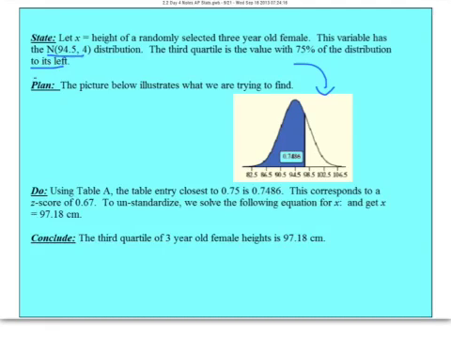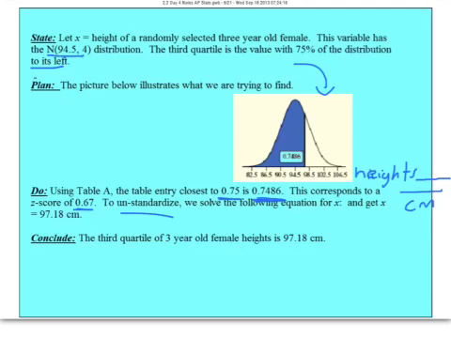The picture illustrates what we're trying to find. Again, we should put here the heights of the 3-year-old females and put that in centimeters as a label for our graph. And then we're going to use the table, find the area closest to this, which is this right here. State that you're finding this 4-digit number in the table, corresponds to the z-score.